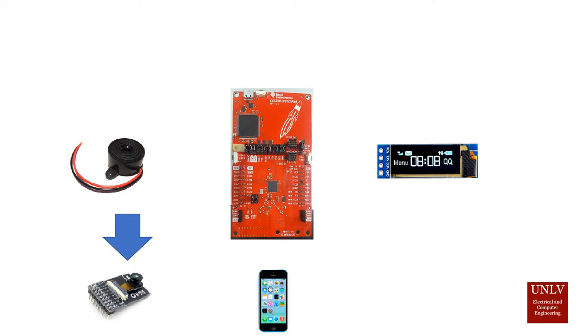Our microcontroller is also controlling a camera. If the alarm is triggered, then the microcontroller will also send a signal to the camera so that it can take an image of the pool area, which will then be sent to the user's phone.